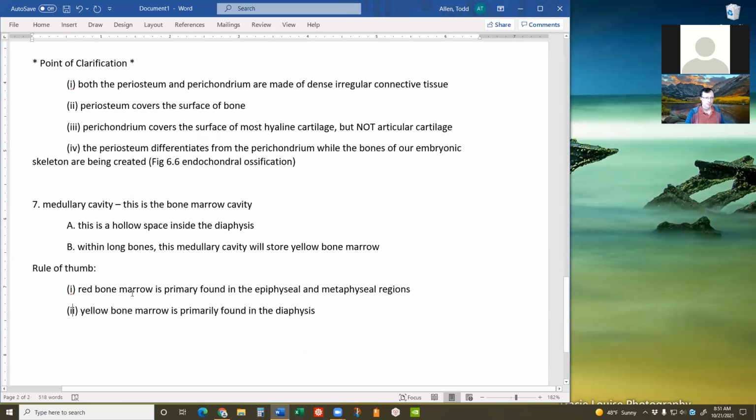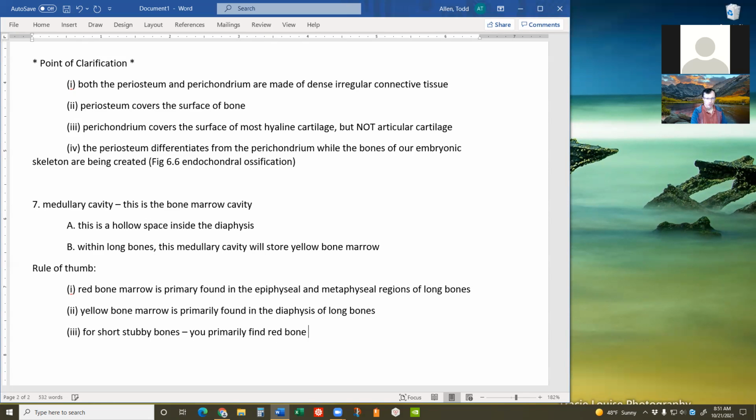So red bone marrow is primarily found in the epiphyseal, metaphyseal regions of long bones. Yellow bone marrow is primarily found in the diaphysis of long bones. For short stubby bones, you primarily find red bone marrow and very little yellow bone marrow.